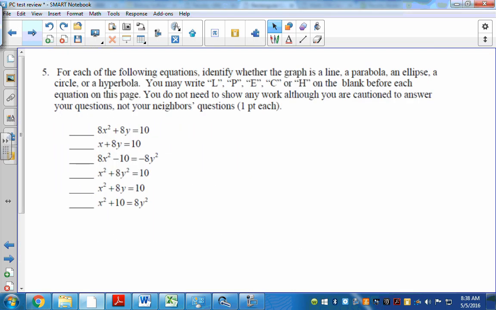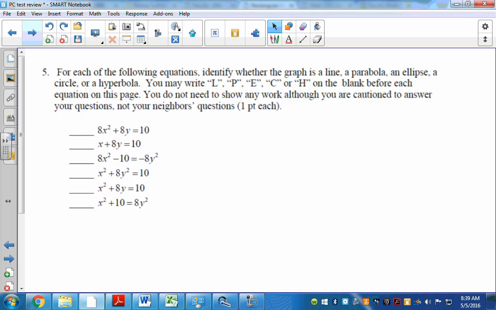Okay, next question. Oh, this looks like a quickie. We should be able to, just by looking at the equations, identify whether these are lines, parabolas, ellipses, circles, or hyperbolas. Please work your problems, not your neighbors. There's going to be 2 or 3 forms of the test. I'm going to jumble these up. So just because the person next to you writes LPECH, that doesn't mean you're going to write LPECH. It may be in a different order.